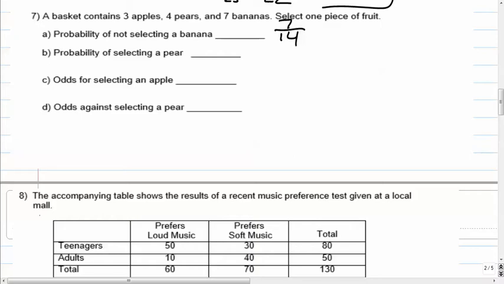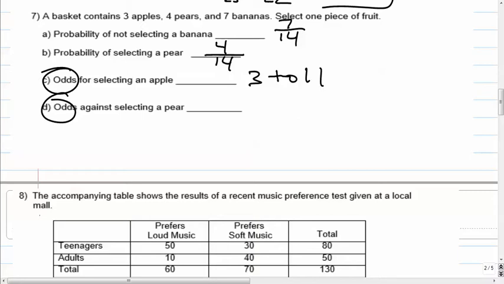Probability of selecting a pear. There are 4 pears. There are 14 things I can do. 2 sevenths. When you're talking about the word odds, the odds is the number of ways you can do it to the number of ways you can't do it. How many ways can I pick an apple? 3. How many ways can I not pick an apple? 11.